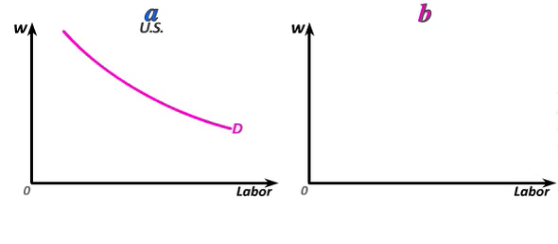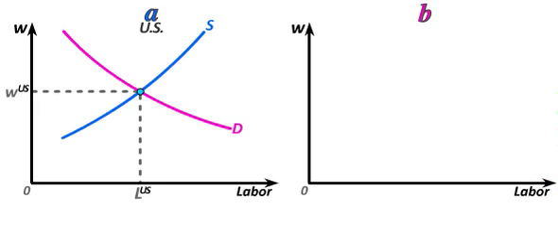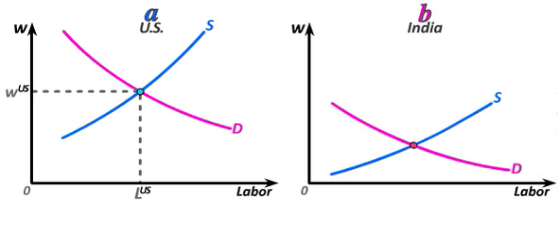We'll assume again that the U.S. is the high-wage country, where the U.S. demand for labor and the U.S. supply for labor cross at the wage W U.S. We'll also assume again that India is the low-wage country, where the demand for labor by Indian firms crosses the supply for labor by Indian workers at the wage W I.